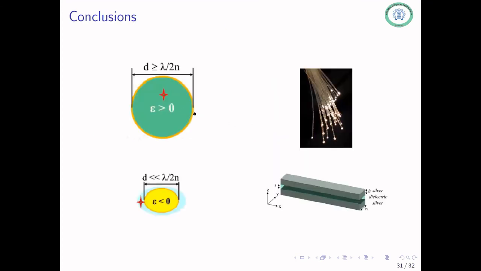So in conclusion, we have seen how we can use dielectric and plasmonic devices to obtain higher emission rates. And we have seen how plasmonic devices can actually perform better than dielectric devices in general. And with that, I come to an end of my talk.